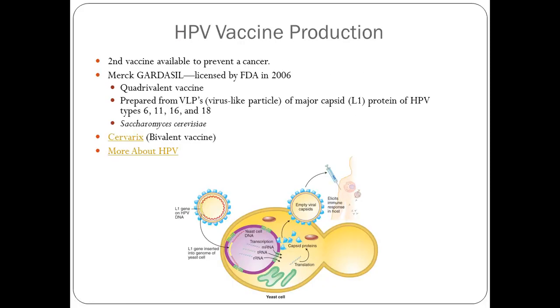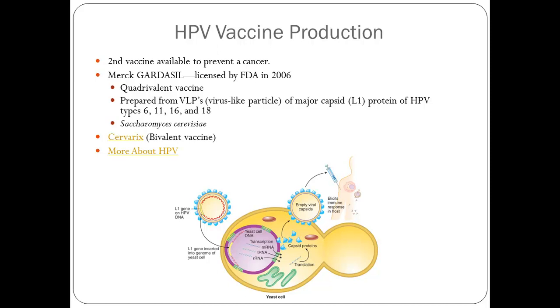So of course, there's a vaccine available. This was the second vaccine available to help prevent a cancer. The first one was hepatitis B. Merck Gardasil became licensed by the FDA in 2006. It's a quadrivalent vaccine, quad meaning 4. It's prepared from virus-like particles, the major capsid protein L1 of HPV types 6, 11, 16, and 18. These are your high-risk types known to cause cervical cancer.